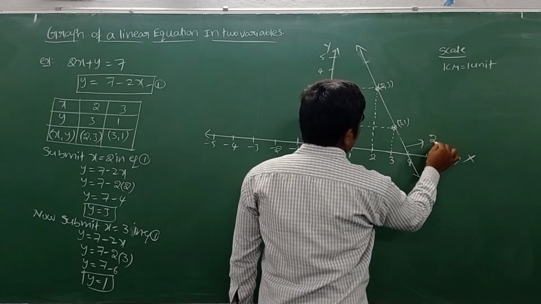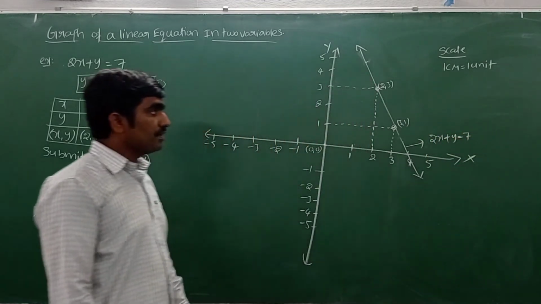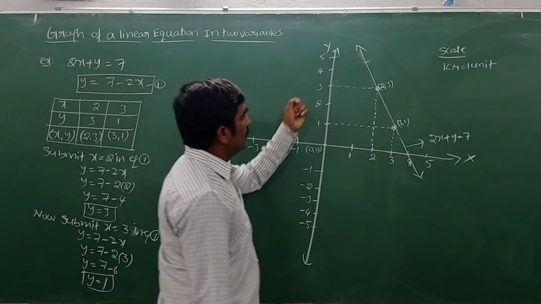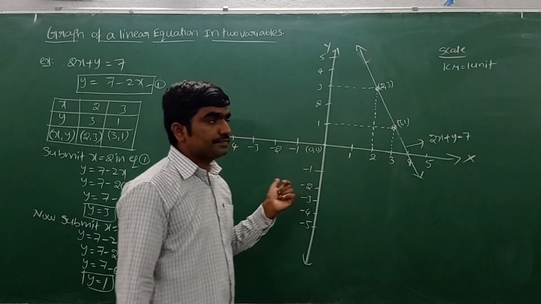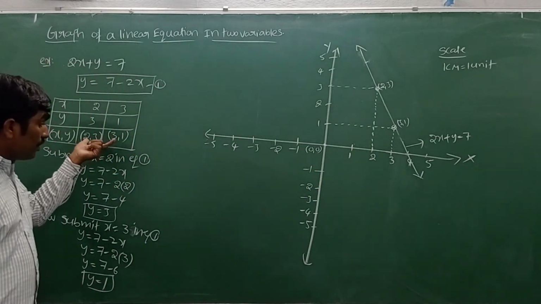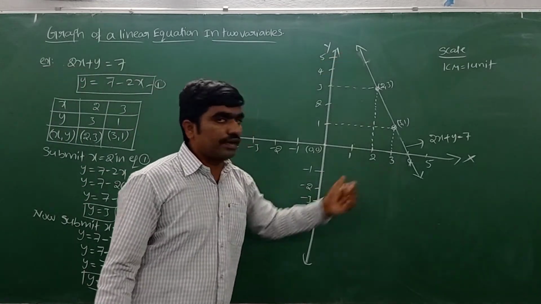What is that line equation now? 2x plus y is equal to 7. Now you can see here, these two are the solutions which lie on the straight line. Here I took only 2 solutions. With the help of these solutions, I got the straight line.